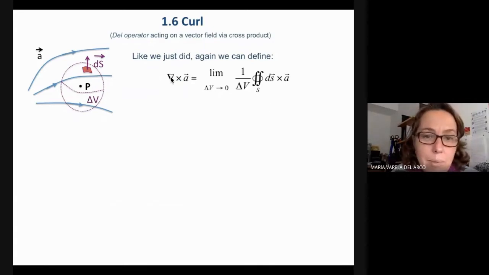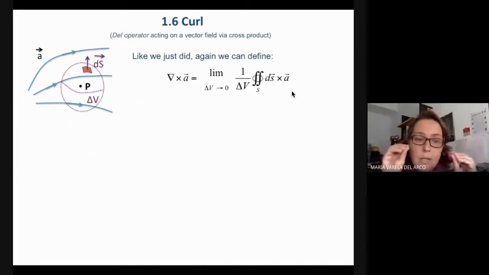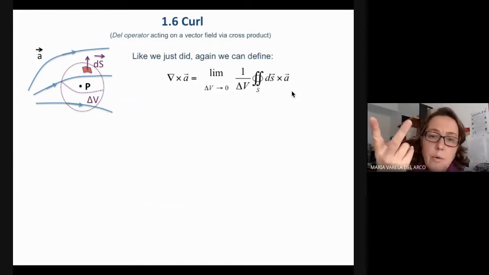we have defined our nabla operator like some vector operator that is defined as the limit when the volume around the given point of interest P is super tiny of the integral of my field evaluated on the surface of the volume. In this case, since you know that the cross product is not symmetric, when you exchange, A cross B is not equal to B cross A, there is a minus sign.